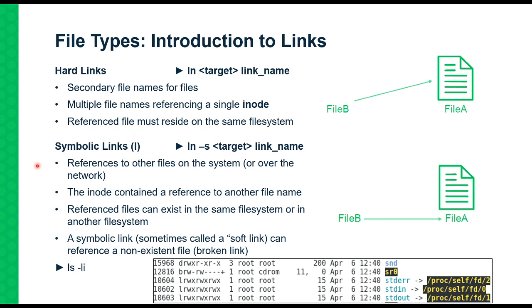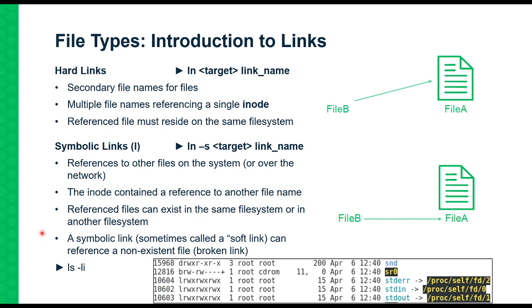What is a symbolic link? It references other files on the system, over a network or on different volumes. A hard link must reside on the same filing system, meaning the same hard drive. The inode contains a reference to other file names, and its referenced files can exist on the same filing system or on another filing system. This is what differentiates the symbolic link from the hard link.